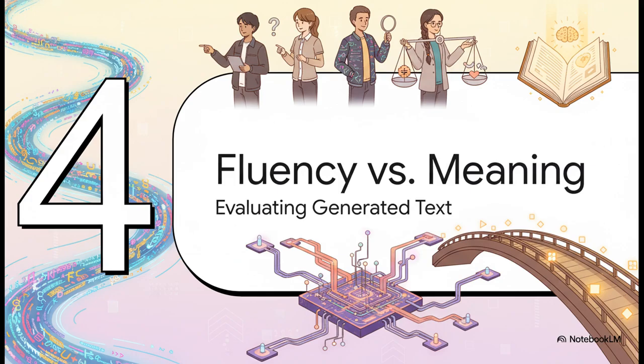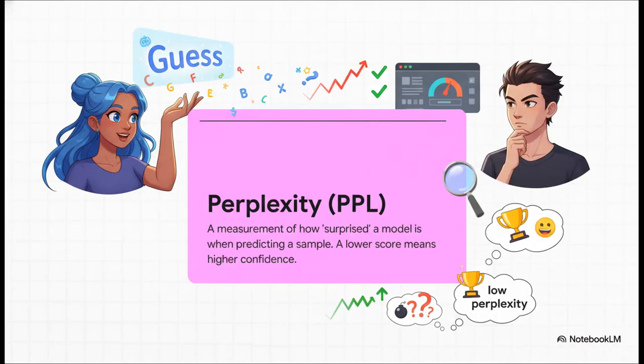Okay, so we've got a handle on classification. But what happens when LLMs are actually generating text from scratch? Writing summaries or translating languages? A confusion matrix isn't going to do us any good there. We need a whole different set of tools to figure out if the model is generating fluent nonsense or something with actual meaning. The first tool we can grab is called perplexity.